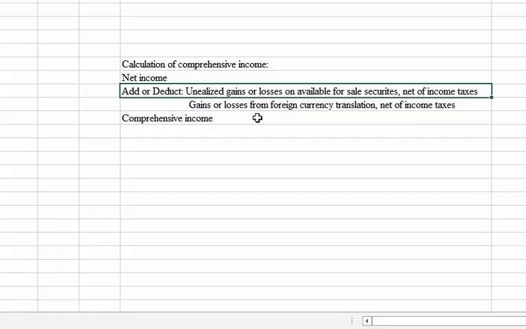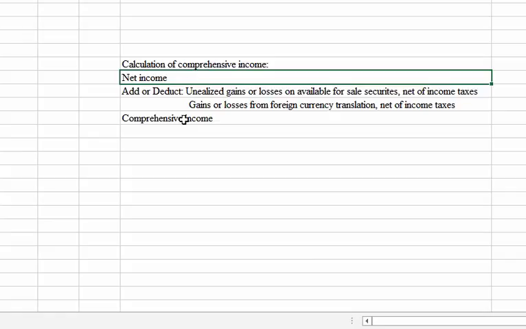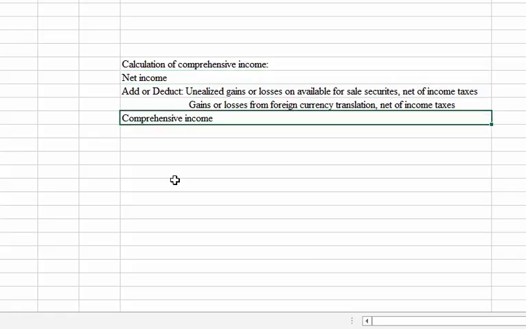We'll talk about this in a later chapter, and it might even be in the second part of the course. At the end of the year, certain securities have to be marked up or down to their market value on the balance sheet, and these unrealized gains or losses are shown on the income statement. They're not a part of net income, but they are a part of comprehensive income.